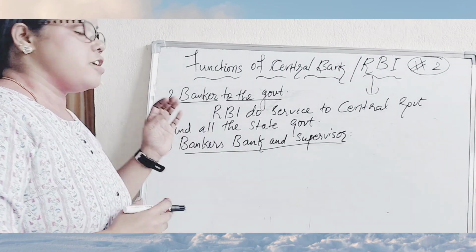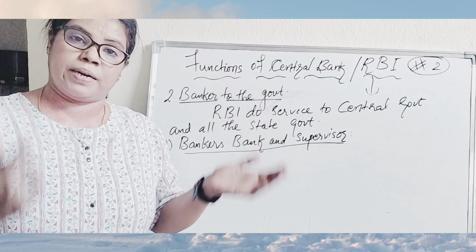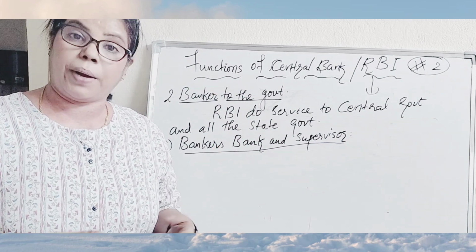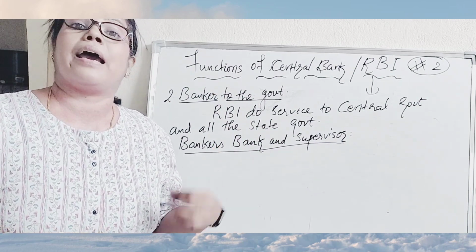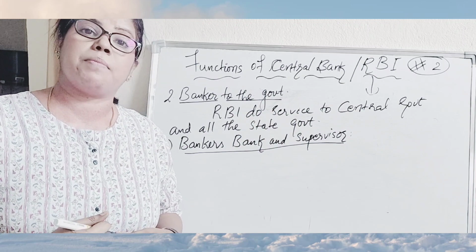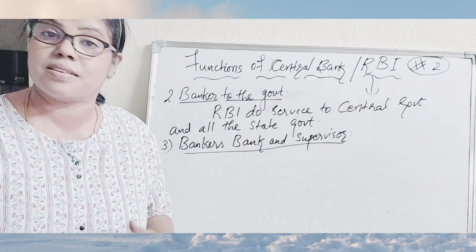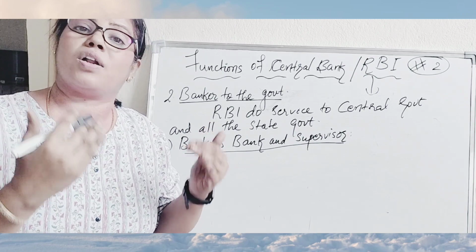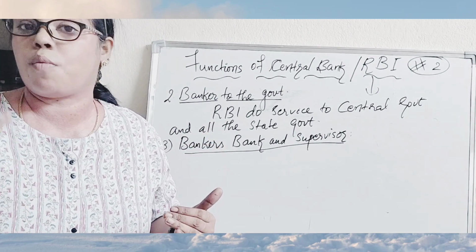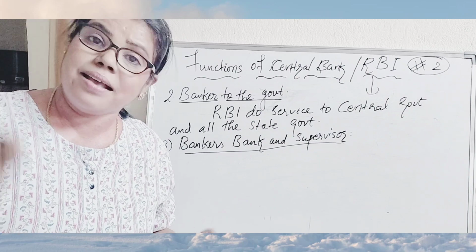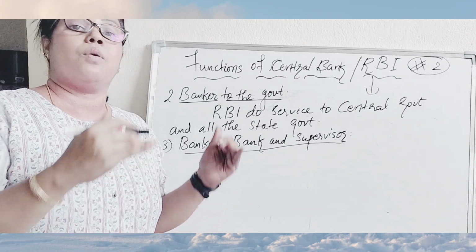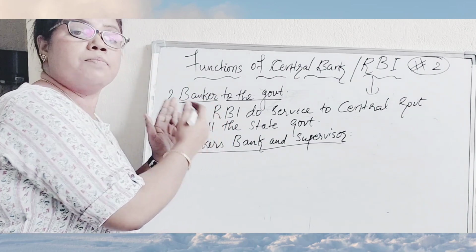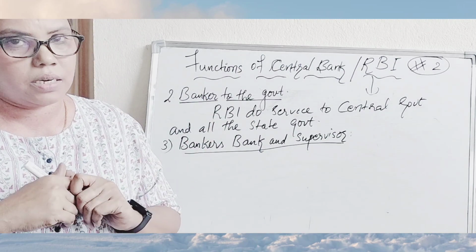For example, if the central government wants to open an account, yes, it can open an account in RBI. It can borrow money from RBI when there is a financial crisis in the government. The state government also gets all the functions which are done by the commercial bank for the public; as these are the functions done for the government, RBI does them for the government.